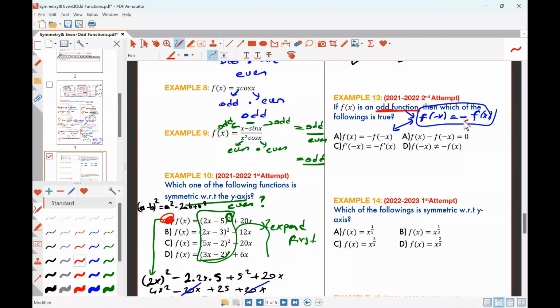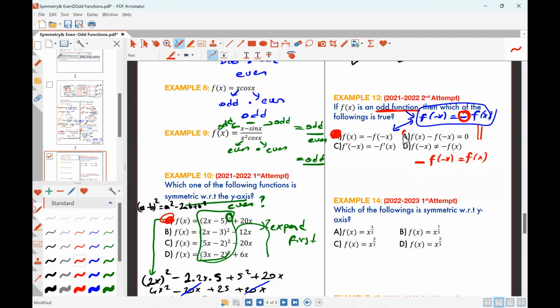I can write the negative on the right or on the left. They are equivalent. So writing negative on the right is the same as writing negative on the left. It doesn't make any difference. It's like multiplying both sides by negative. Left hand side becomes negative, right hand side becomes positive. So option A is true.